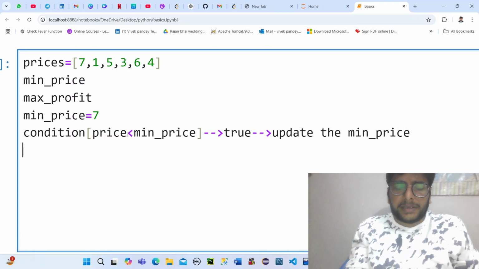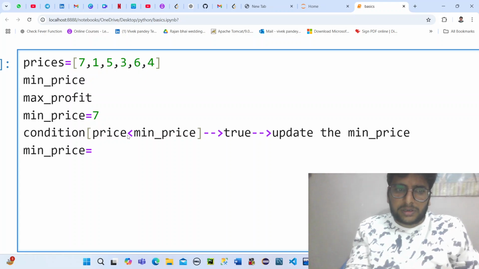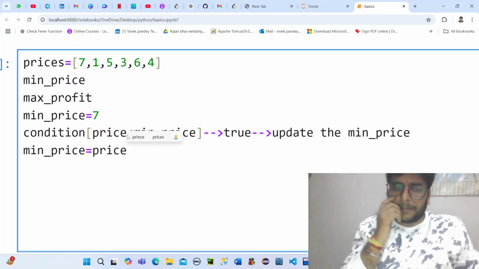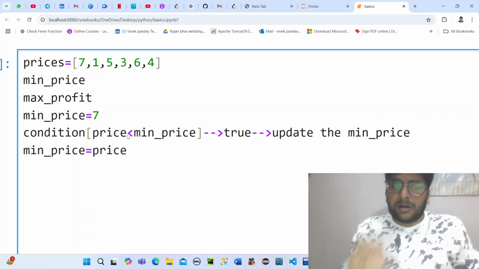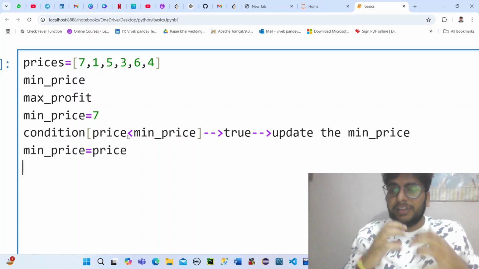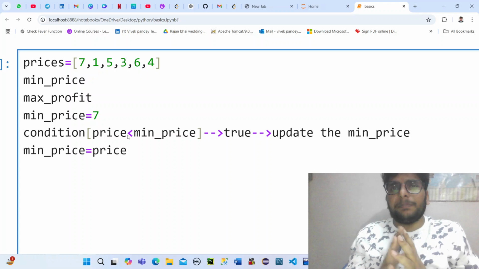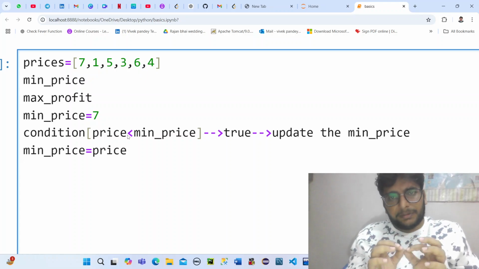How to update the minimum price? It is very simple. What we have to do is keep min price, and inside this we need to store the price. By this way, we got the minimum price. Yes, I found out the minimum price.